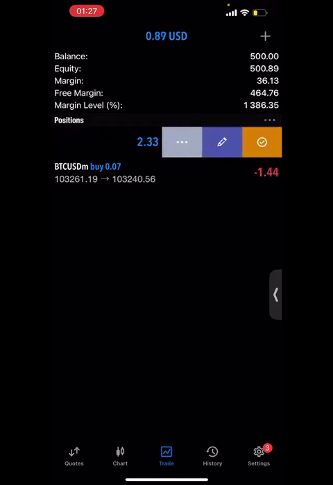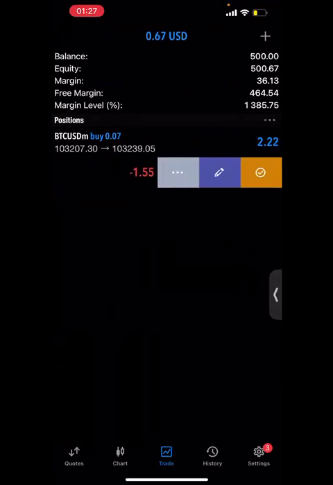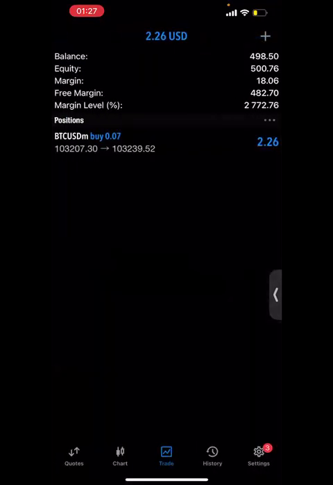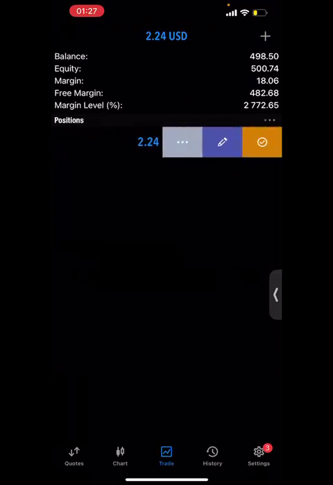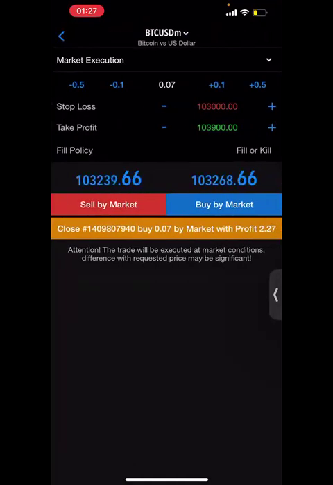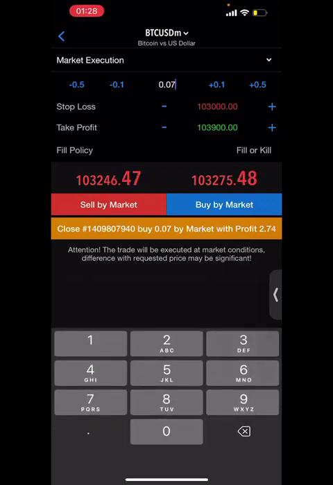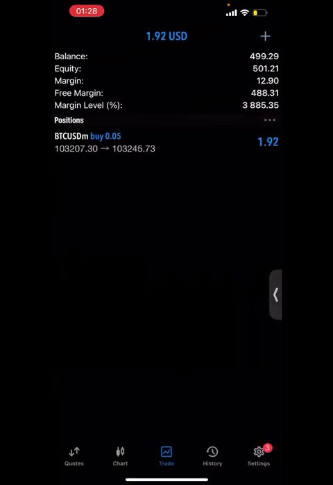Swipe right. Remember, click on this. Okay, let me close this one. Swipe right. Click on this. Close. Then swipe right and click on this. If you want to take partials, just reduce your lot size. Currently it's 0.07. If you reduce it to like 0.02, it will close a portion of the trade and reduce the lot size. You understand? So that's partial.